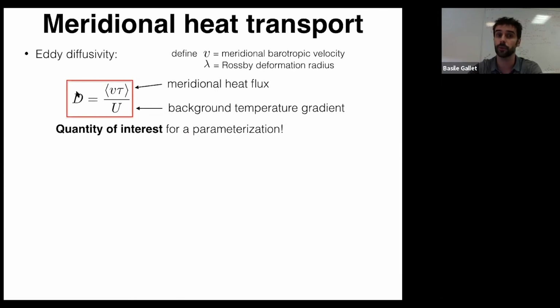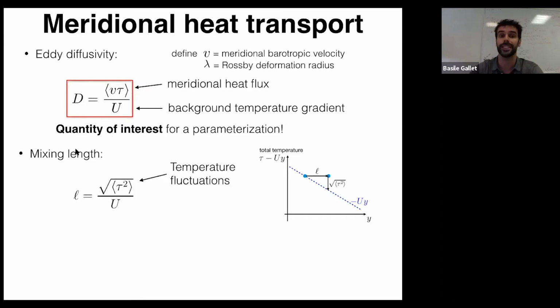So instead of that, we'll be using an eddy diffusivity, that diffusivity being the heat flux divided by the background temperature gradient, which I told you, because of thermal wind balance, is directly proportional to U. So diffusivity is just heat flux divided by gradient, and that's the quantity of interest for a parameterization. Another quantity that proves very useful is the mixing length L, defined as the root mean square temperature fluctuations divided by the background temperature gradient.